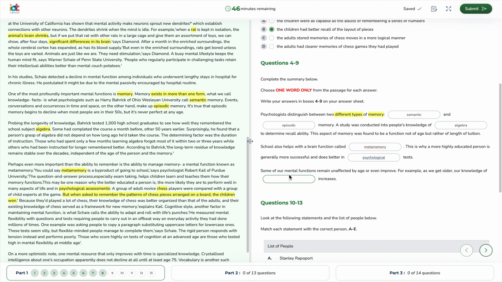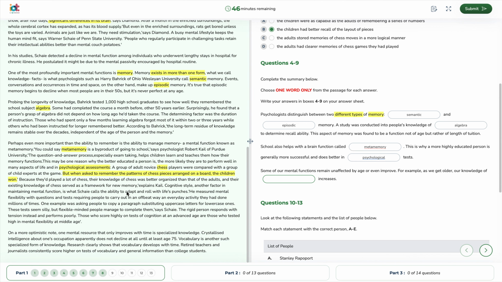And the next one now. Some of the mental functions remain unaffected by age or even improve. They said there are some functions which remain unaffected by age or even improve. For example, as we get older, our knowledge of dash increases. So I would just leave this for now because this is all related to how the students perform well, this and that. So what I'm going to do is look for something related to improvement by age.